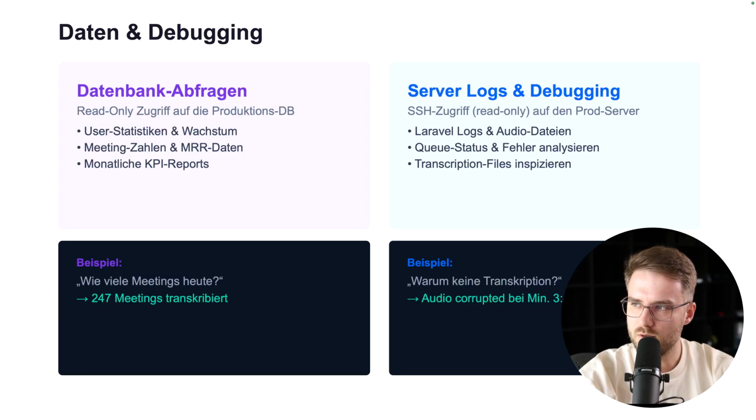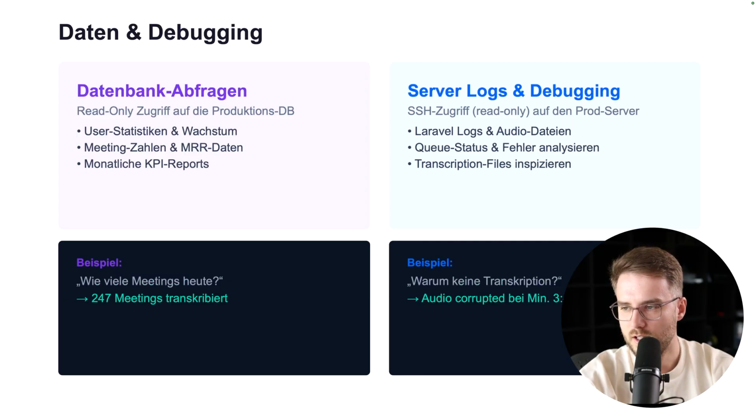It can access the server and, for example, look at the latest log files. This way, it can analyze Laravel logs. The whole application is built on Laravel. It can analyze Laravel logs or analyze audio files to see if something is missing or if some headers aren't set correctly. And it can read the queue status of our queue if any jobs are stuck there and meetings aren't being processed. It can analyze the error and give us a specific recommendation on what to do.